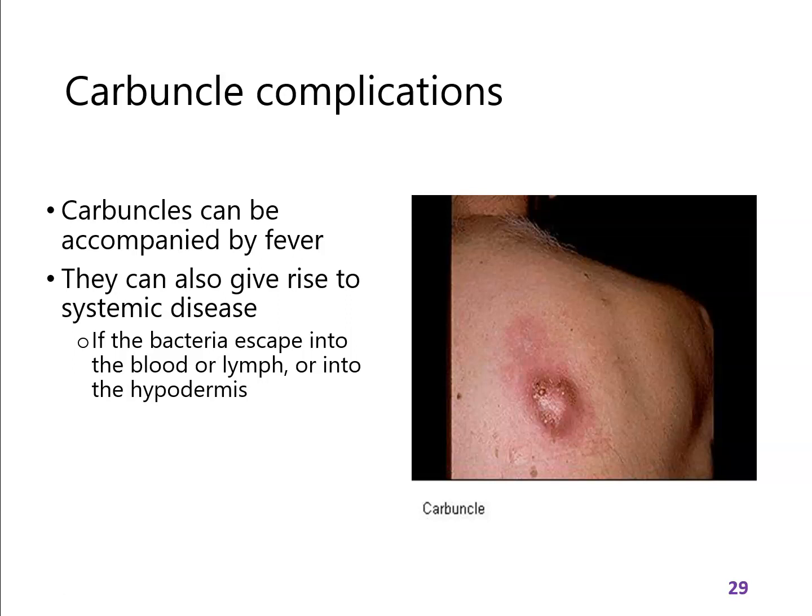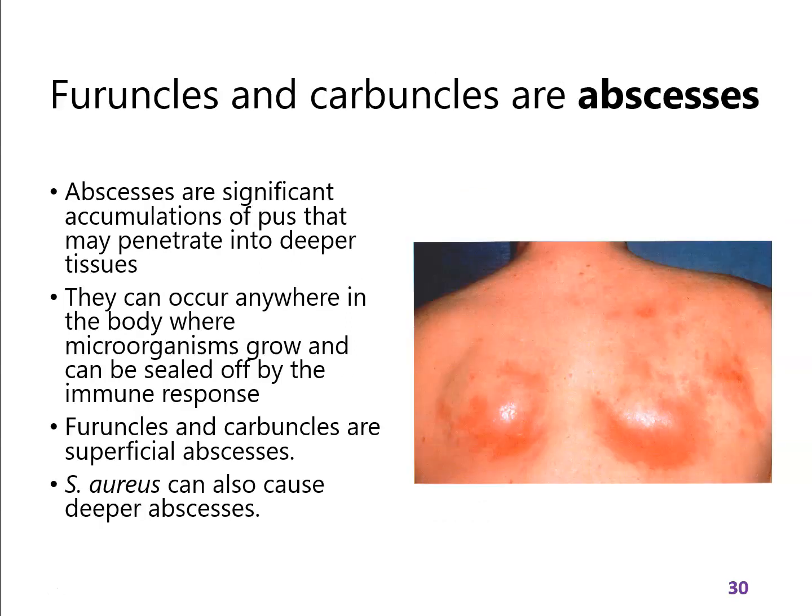And so, again, furuncles and carbuncles are types of abscesses. These are basically accumulations of pus, but it can only accumulate because there's some walled off area. So the immune response is sealing it off.